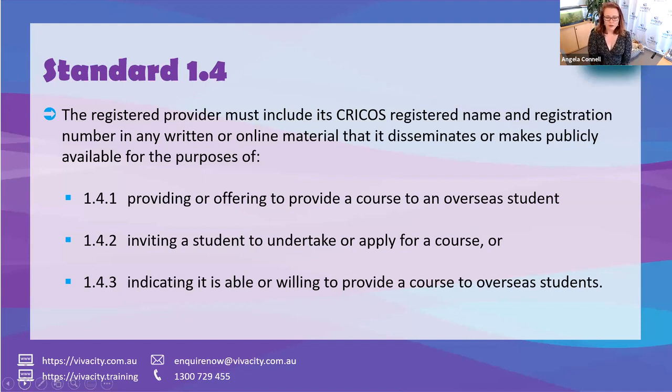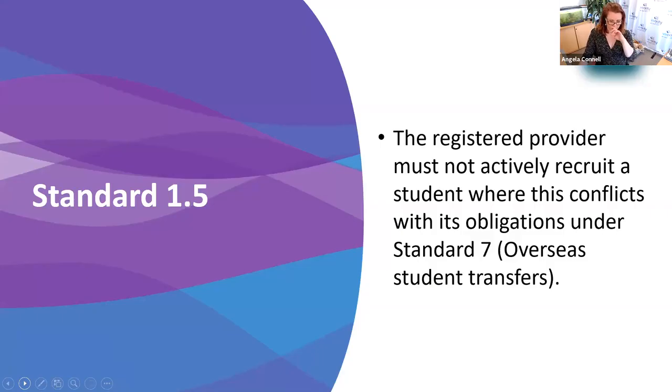So as a CRICOS provider, the additional requirements is not only do you need to use your RTO ID, you also need to use your CRICOS ID. So it needs to be clear on your marketing what your CRICOS ID is for advertising your international training. So the provider must include its CRICOS registered name and registration number on any written or online material for their marketing and make it clear that they are approved as a provider.